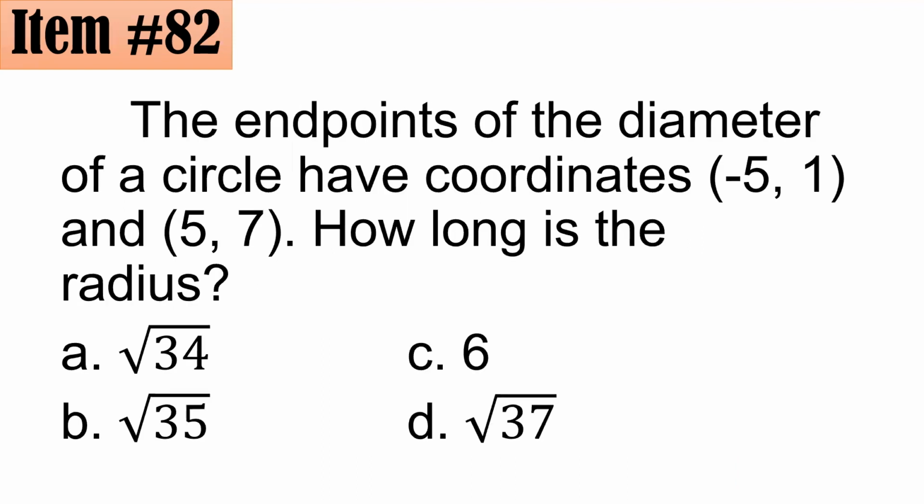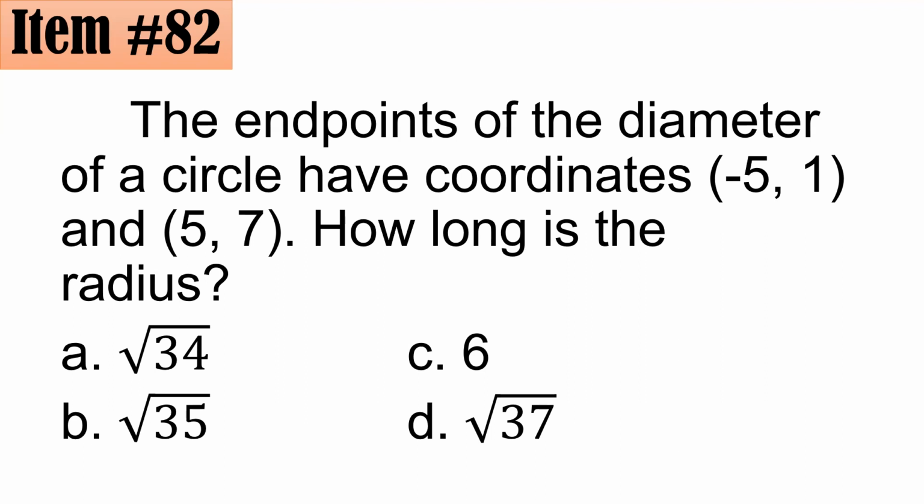82. The endpoints of the diameter of a circle have coordinates (-5, 1) and (5, 7). How long is the radius? Is it square root of 34, square root of 35, 6, or square root of 37? Okay, it's good to note that many of us answered letter A.